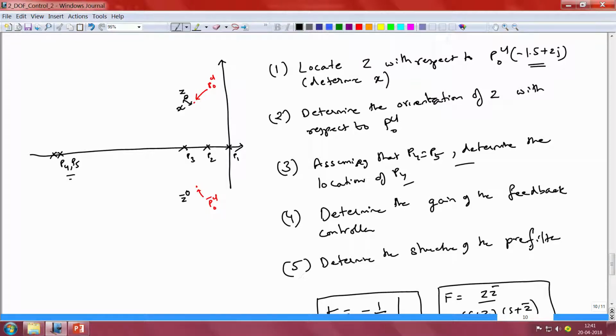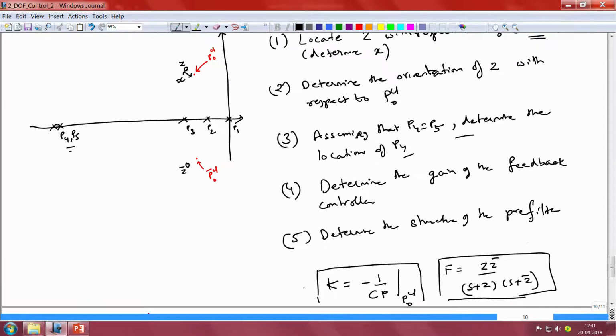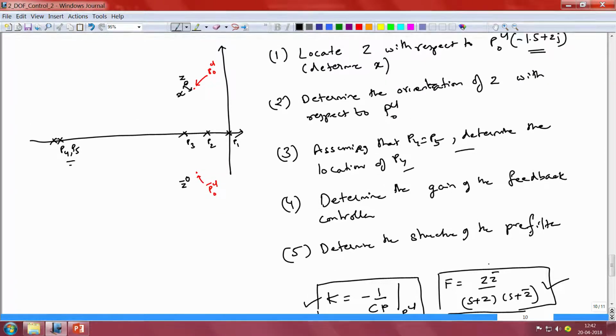and then finally finish the feedback controller design by determining the gain of the feedback controller by using the root locus equation that has been shown here. The last step is to determine the structure of the pre-filter, and that is given by this expression here. So if you have fixed the locations of the feedback controller zeros z and z bar, then the pre-filter structure automatically gets fixed. So once again we shall not undertake the design for this particular case, we shall just focus on the first step, which is to locate the zero z with respect to the point PCL naught.